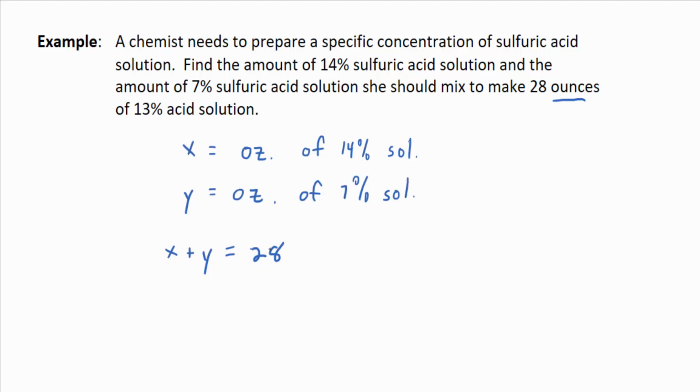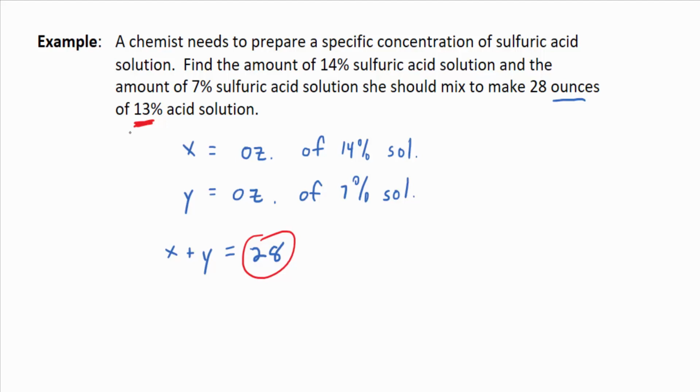Yeah, so it says how much of the 14% and the 7% should she mix to make 28 ounces of 13% solution. We want this 28 ounces, we want 13% of that 28 ounces. There's the 13 right there. We want the 13% of that 28 ounces, we want 13% of it to be pure acid. So can you put that in terms of an amount?